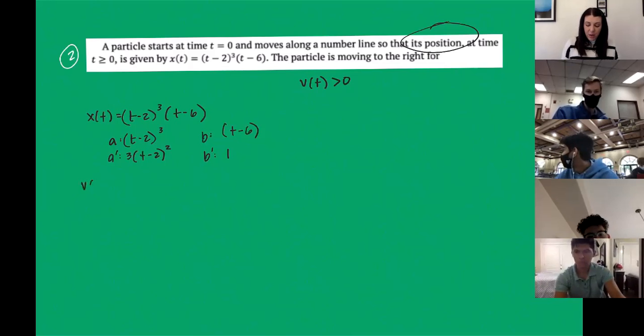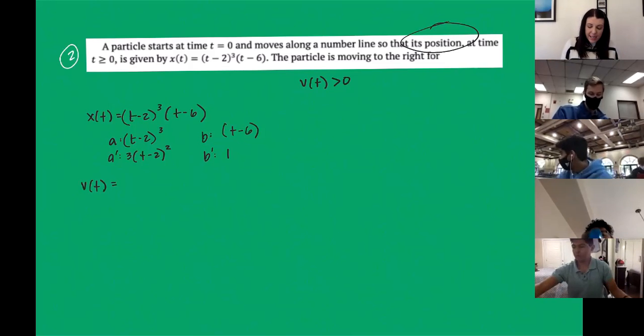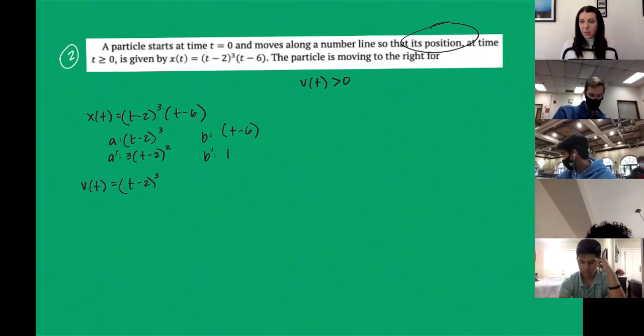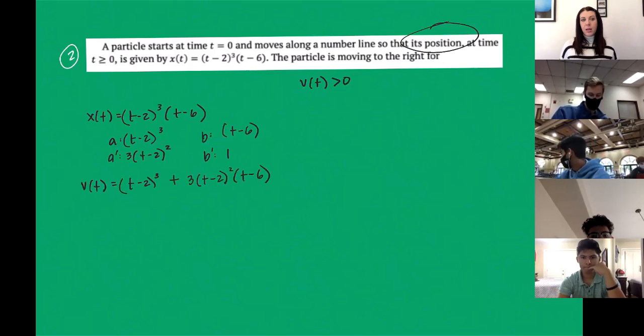So v of t, which is the same as x prime of t, you can call it either one, is going to be our a times our b prime. So t minus 2 cubed times 1. I'm not going to really write the times 1, but we are doing times 1. And then remember, for product rule, it's a plus. So plus 3 times t minus 2 squared times t minus 6.